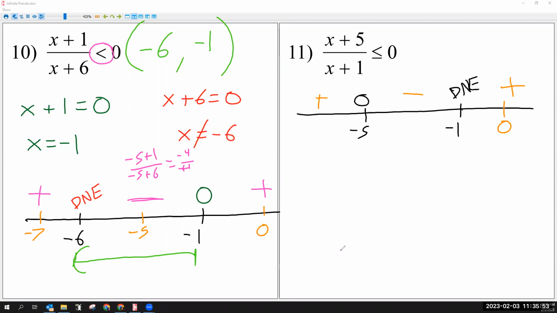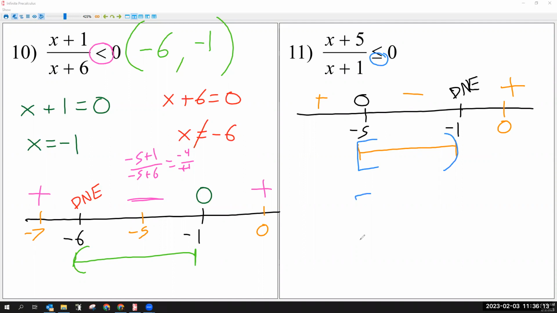We want it to be negative, so we're looking from here to here. Can I include the 5? Why? Because see that equal to line there. So I'm going to put a bracket on the 5. Can I include the -1? No, we can never include the one that says D and E.